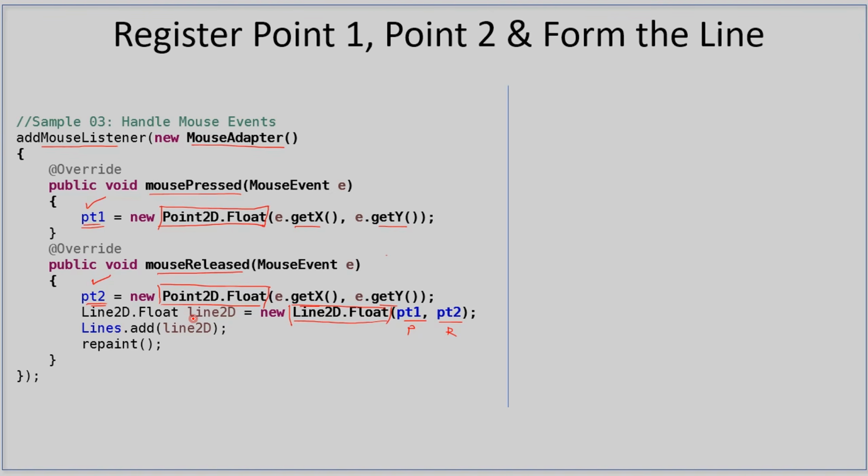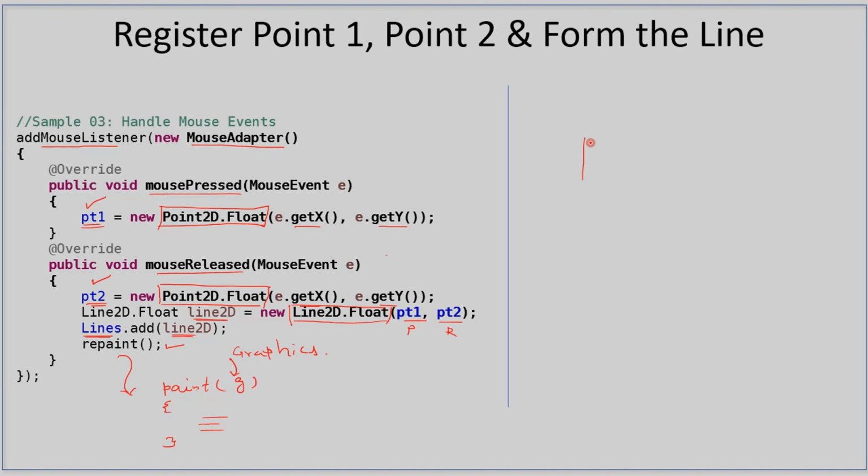Alright, now we have Line2D ready and we are adding it to our array list. Here we are making a call to repaint. We know that this repaint will call the paint method on the frame class. It will also pass the graphics object. So, alright. Now our next goal is writing this paint graphics.